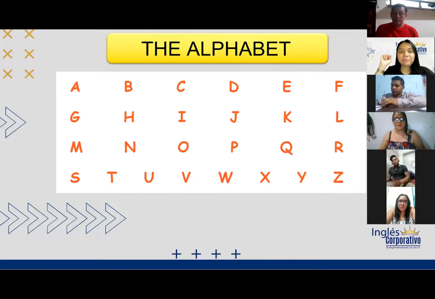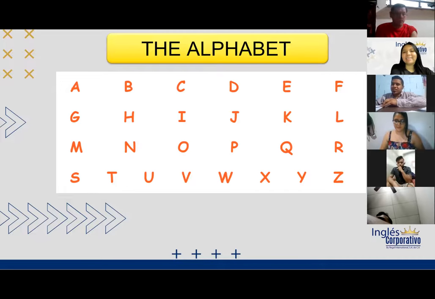Okay. My first name is M-A-R-V-I-N. My second name is O-S-W-A-L-D-O. My last name is A-J-E-R-R-E-R-A. Okay. How do you say H in English? H. H. Okay. Thank you. Very good, Marvin.